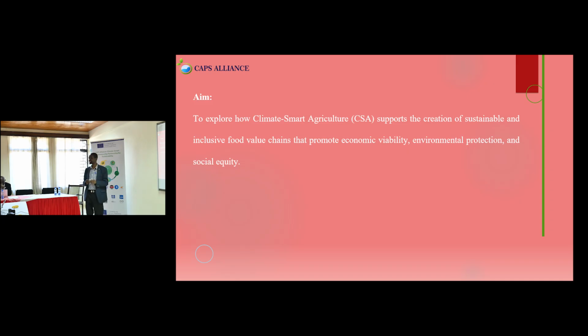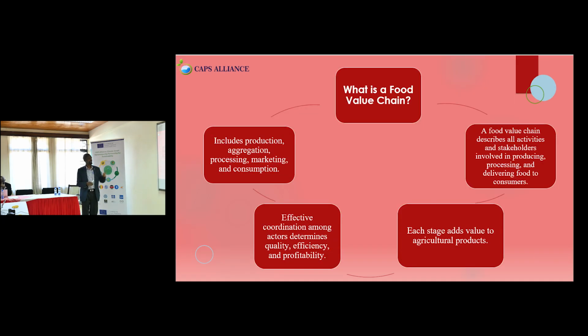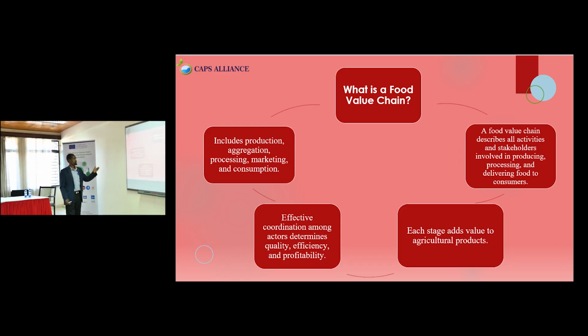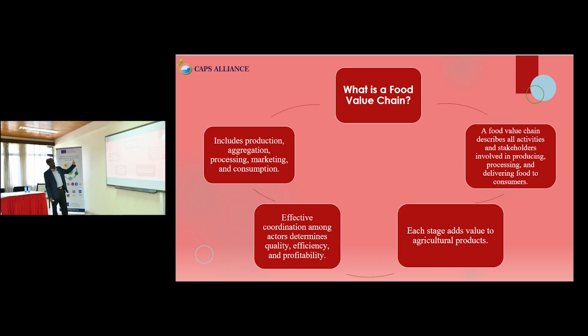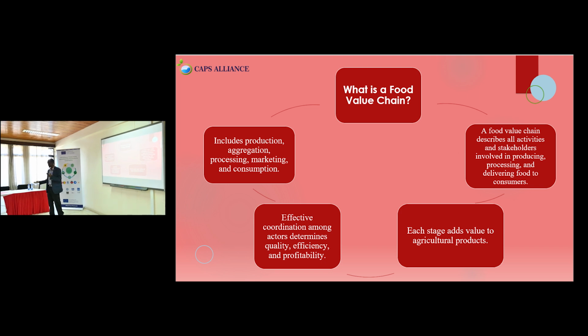So next, we are going to move faster. We're not delaying. We'll go next. These are objectives. Of course, we know that they have been achieved. So what is a food value chain? It includes production, aggregation, processing, marketing, and consumption. That's actually what we have been discussing, and that's what we applied when you were doing that small assignment.